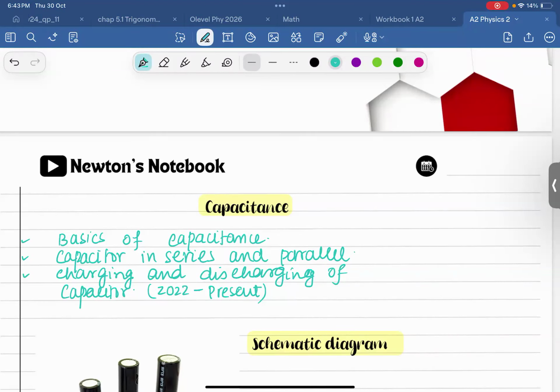And in the paper, you can expect a 6 to 8 mark question in P4. It is more similar to the chapter you studied in your AS electricity, right? It is like similar to that. So now let's begin.